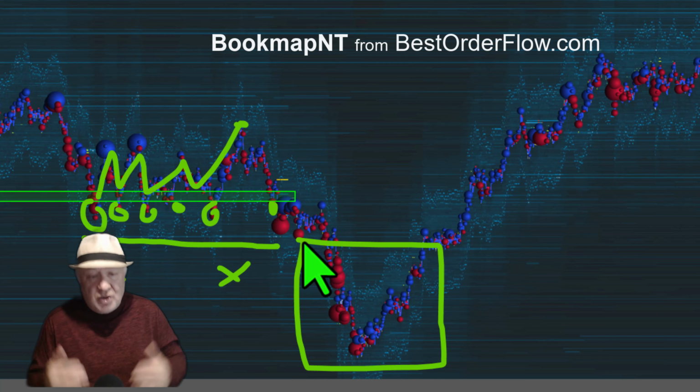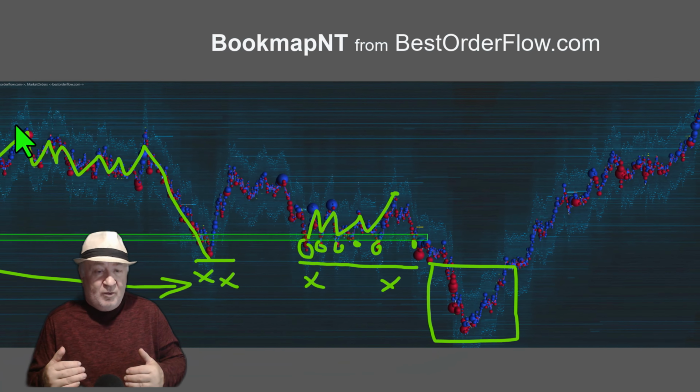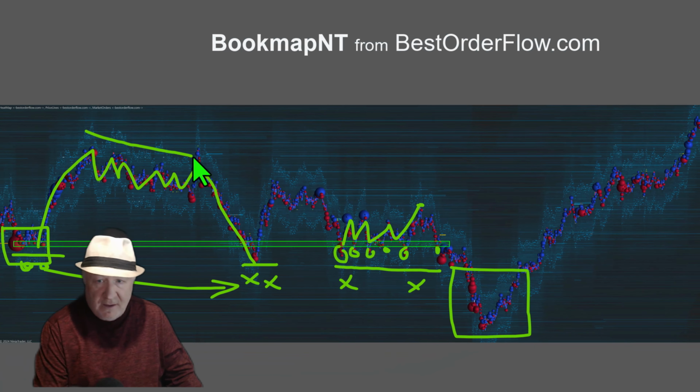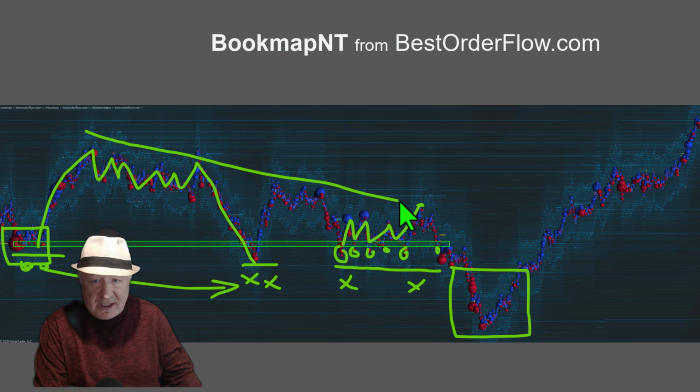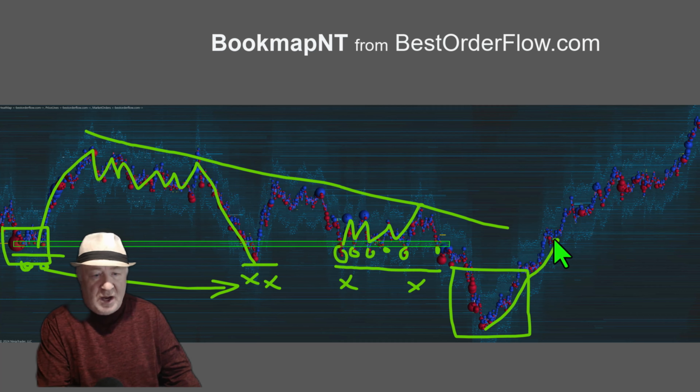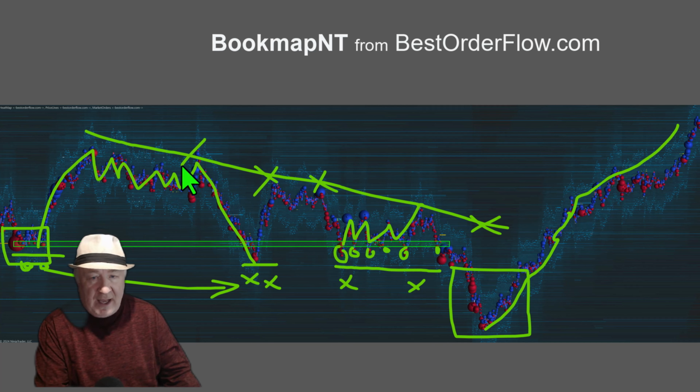Now, when it couldn't find liquidity lower, what was the goal? The goal was to collect all that liquidity that was sitting right at those tops. That's why price bounced up and started to collect all of that liquidity on the way up.